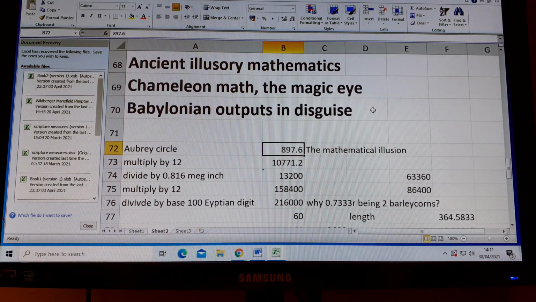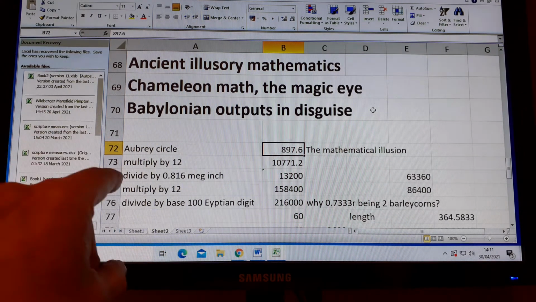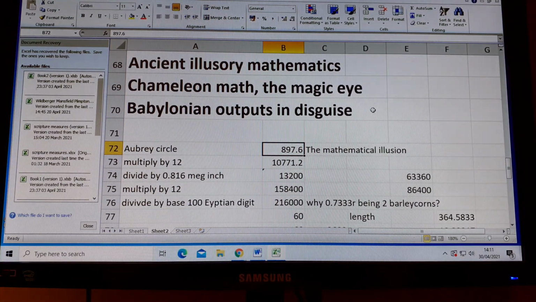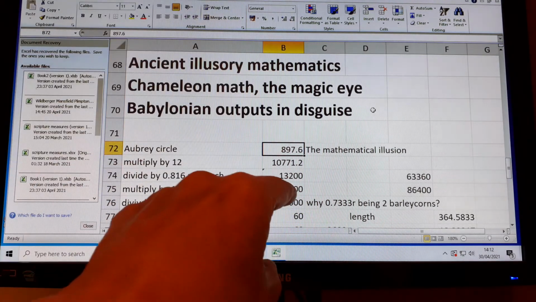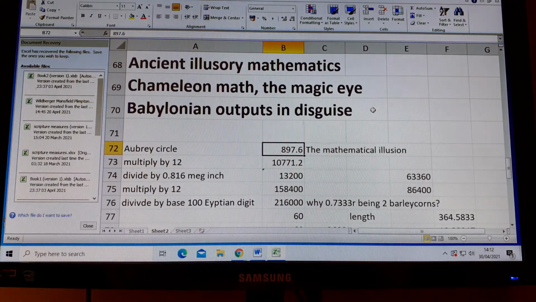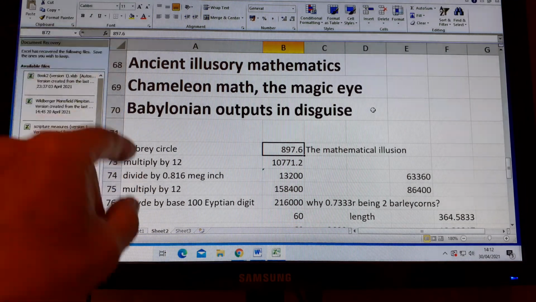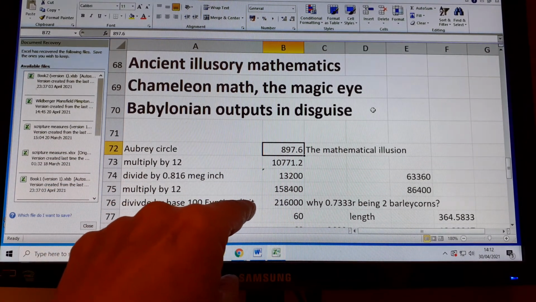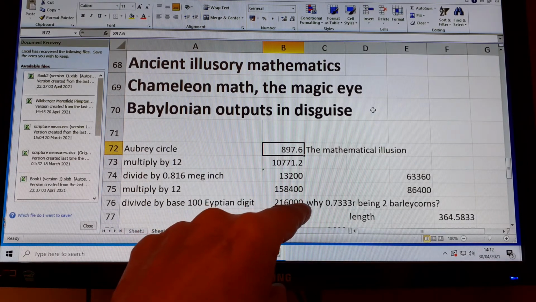Now that is a big number in metrology because it's 10 times 11 times 12. That's 1320, so it's times 10 again. So it's 100 times 11 times 12. We multiply that by 12, we get 1584. And that is a unit that I call a Venus unit, because that is 3/10 of a mile. And if we divide by the base 100 Egyptian digit, we get 216000.